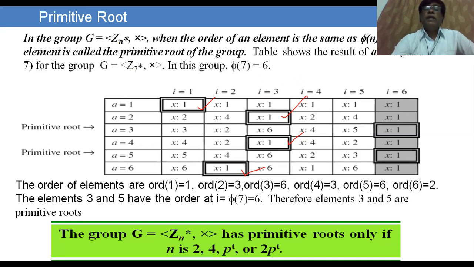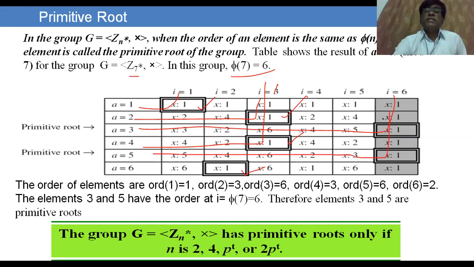what is the pi of 7 actually? Since the modulo divisor is 7, pi of 7 is 6. So which order? Order of 1 is 1. Order of 2 is 3. Order of 3 is 6. Order of 4 is 3. Order of 5 is again 6. Order of 6 is 2.